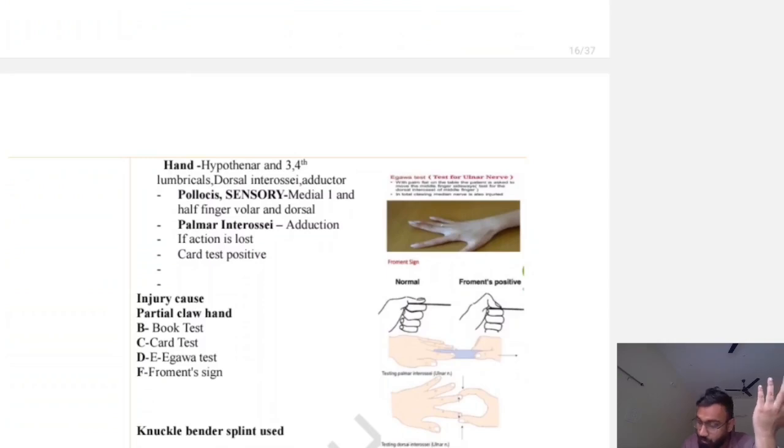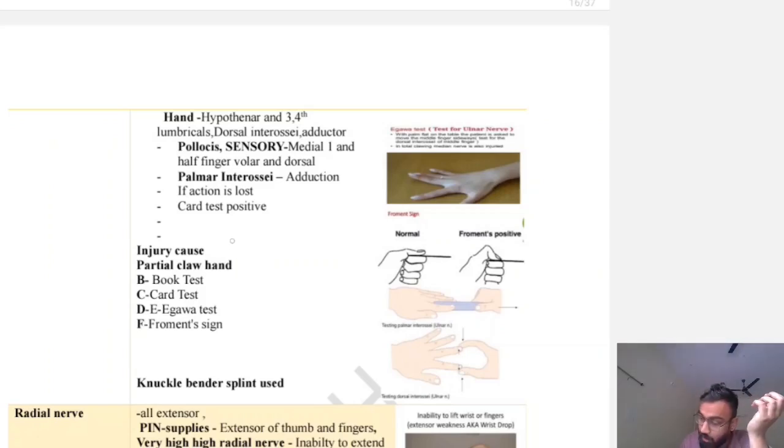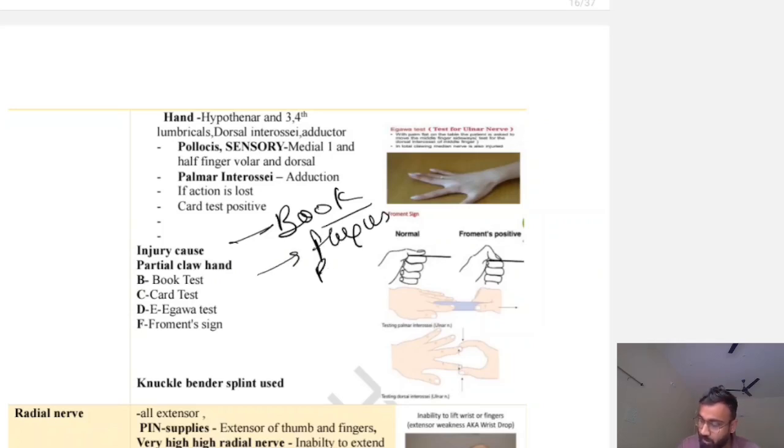Now let's understand the tests. To understand ulnar nerve injury, there are various tests. First is the book test. The patient is asked to hold the book, but his thumb is flexed because of the action of flexor pollicis longus, which is supplied by the median nerve, and adductor pollicis action is lost. Adduction of the thumb is lost. So it is known as Froment sign also, and this is the book test.